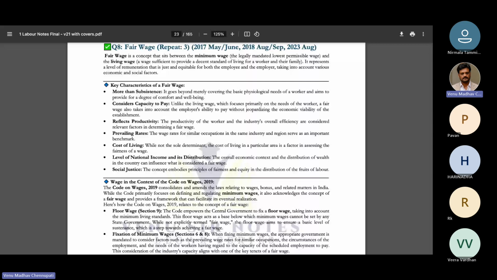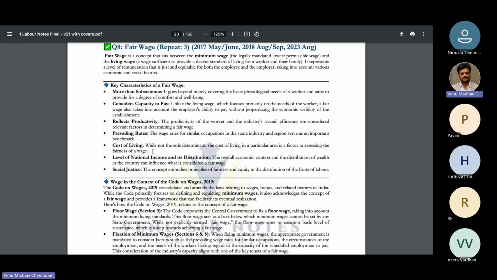So what are the prevailing rates? The wage rates for similar occupations in the same industry and the region serve as an important benchmark. For example, somebody working in a chemical factory in Bombay might get paid more compared to a person working in a chemical factory in Vijayawada, or in a two-tier city, or Kadapa or someplace.